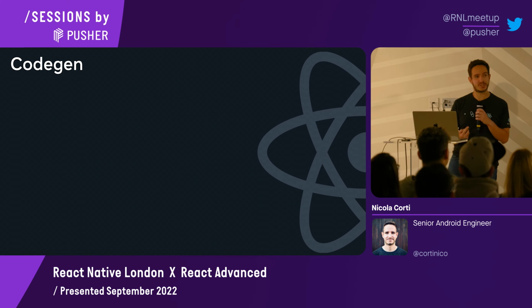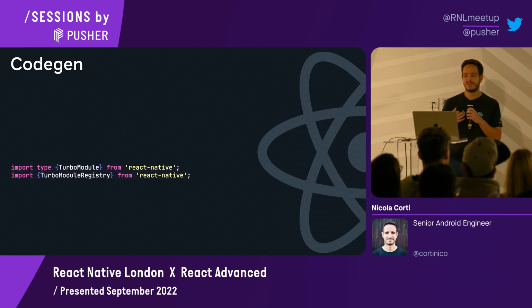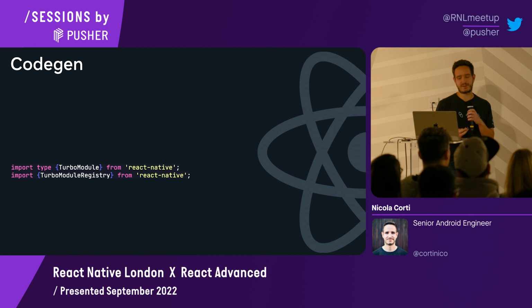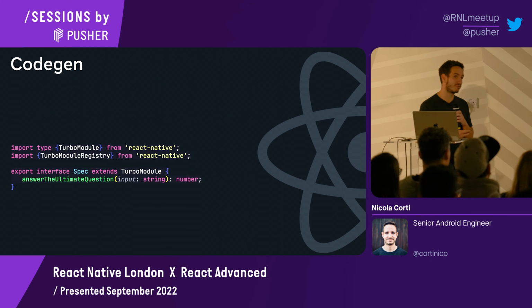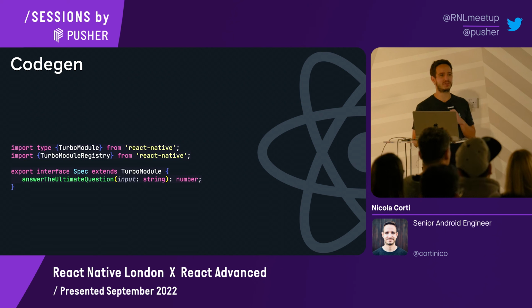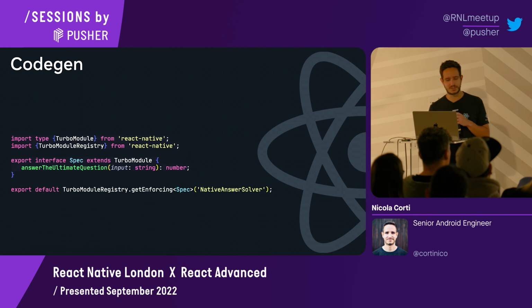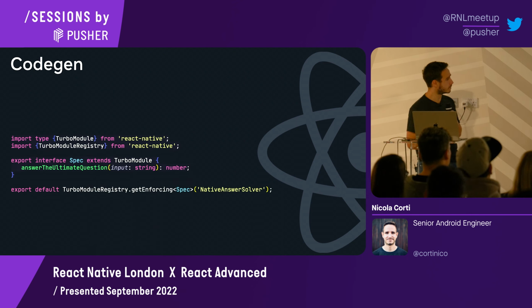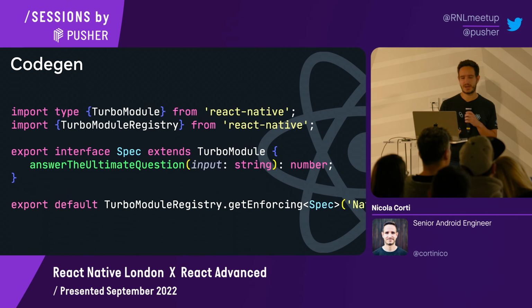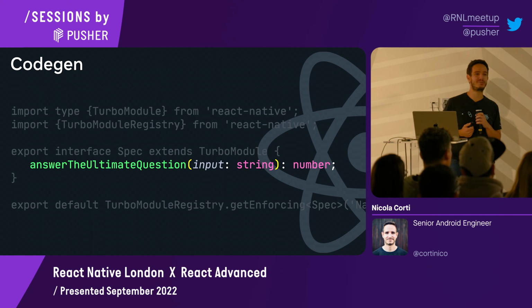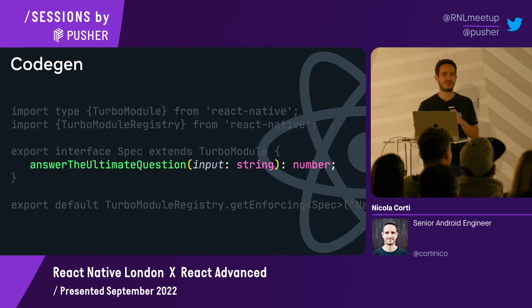So what we envision, and what we're actually doing at Meta, is that we are asking developers to write an API of how their components and modules will behave. And we call this a spec file. This is nothing more than a TypeScript or a Flow file where you can define what your API will look like. In this case, we have a method, answerTheUltimateQuestion, and we register this module. This is a native module. And the core thing to understand here is this function. From this, we can understand that there is something that will answer the ultimate question, will take a string as input, and will return a number.